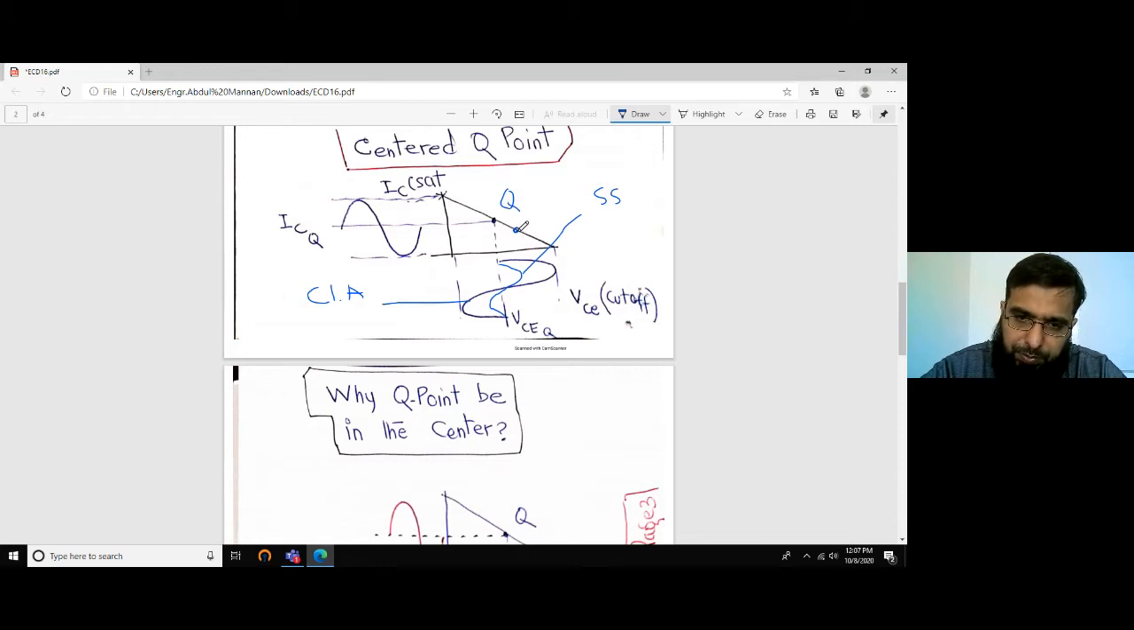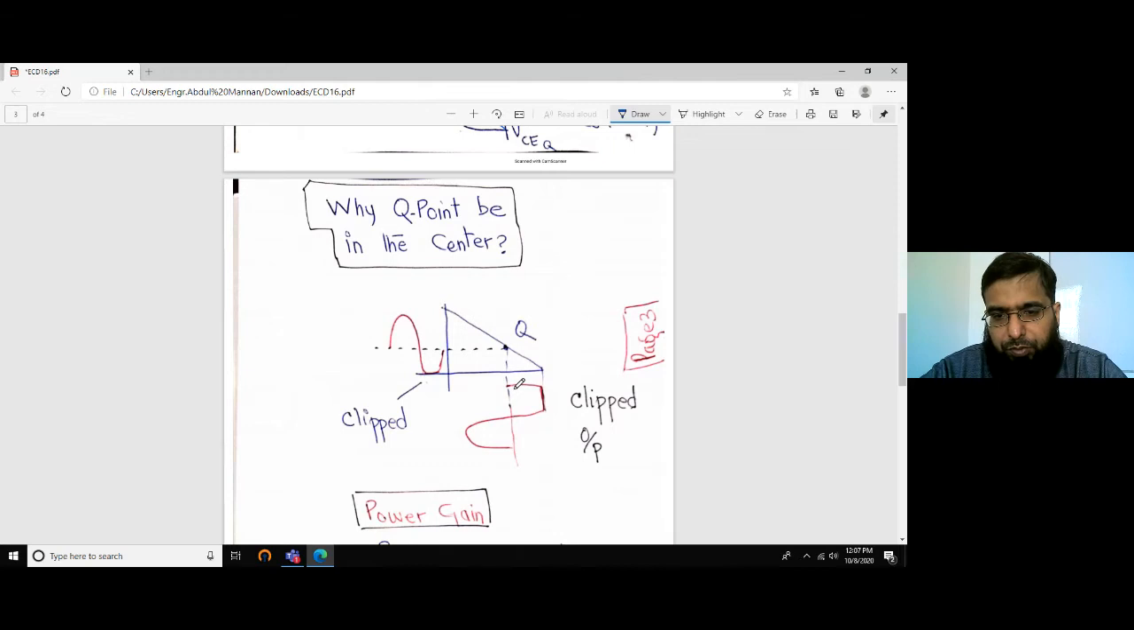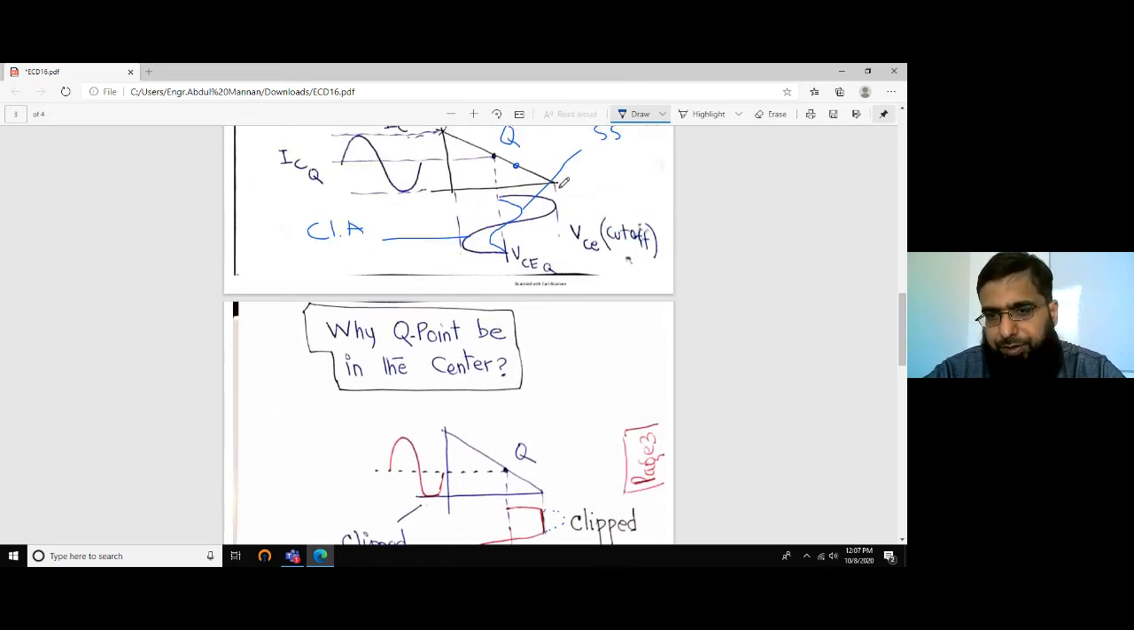If we place the Q point here instead of placing it at this point, the difference is that we get the signal clipped from one side, because it wants to go all the way like this, but it cannot go beyond this limit, because this is the limit put by VCC, in fact VCE cutoff or VCE max, the maximum possible voltage that the VCE can take.